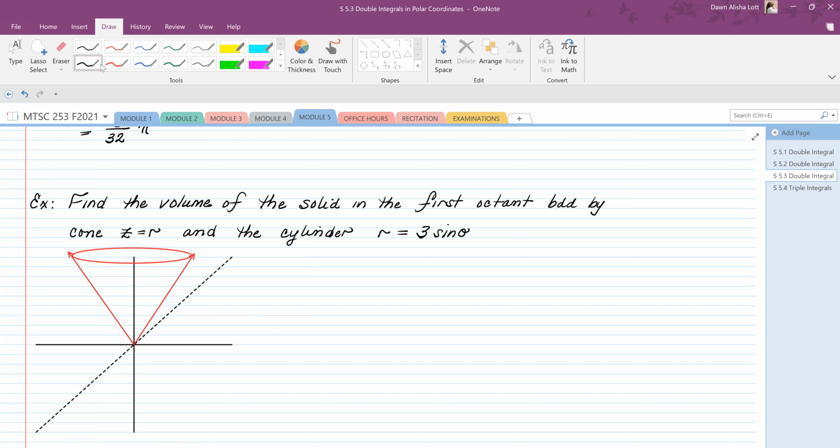I know that because Z equals R means Z equals the square root of X squared plus Y squared. And Z squared equal to X squared plus Y squared is the cone that's top and bottom. So this is a top and bottom cone, and I only want the top. So I only want the Z equals R part. And the cylinder, R is equal to 3 sine theta. Let's see what that looks like.